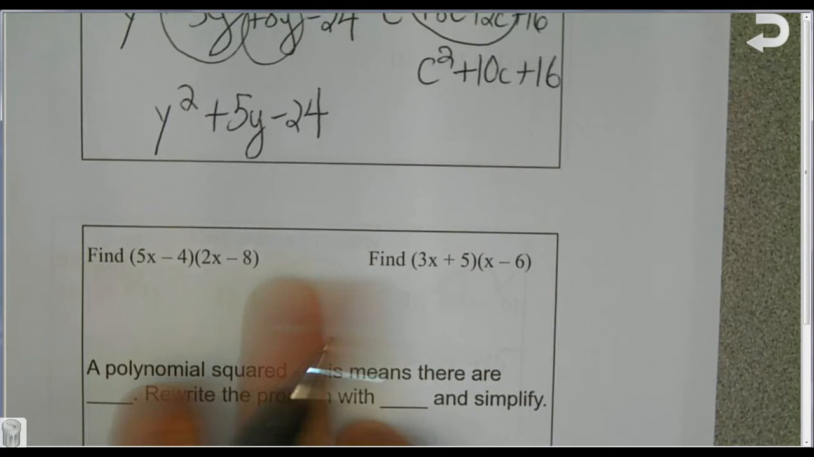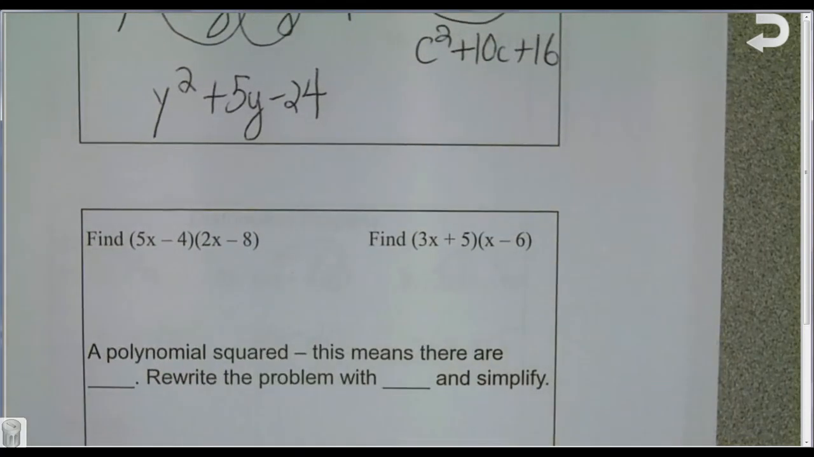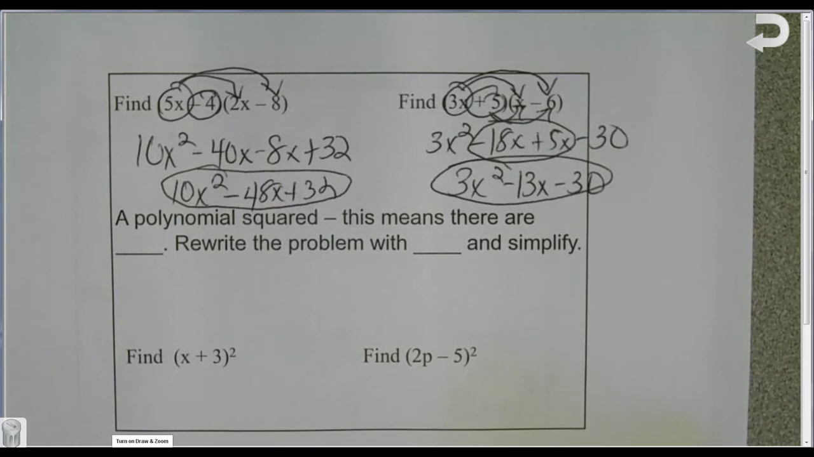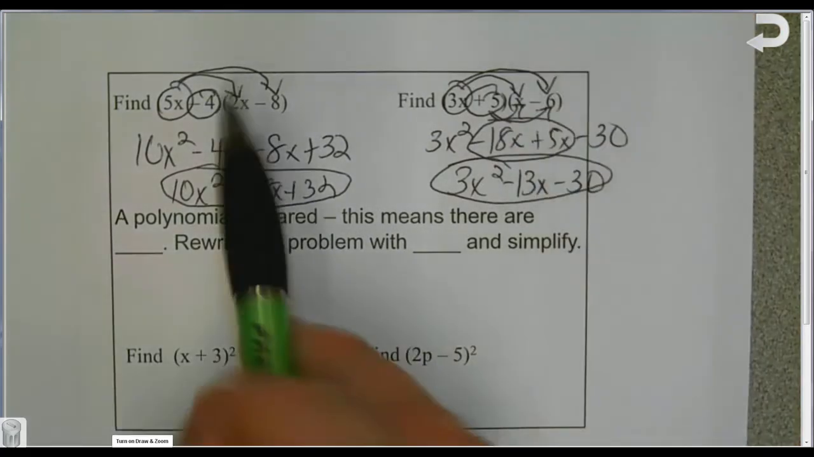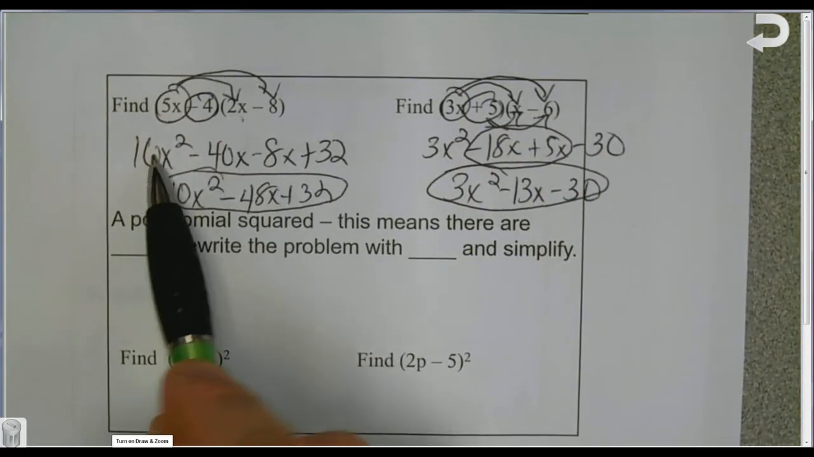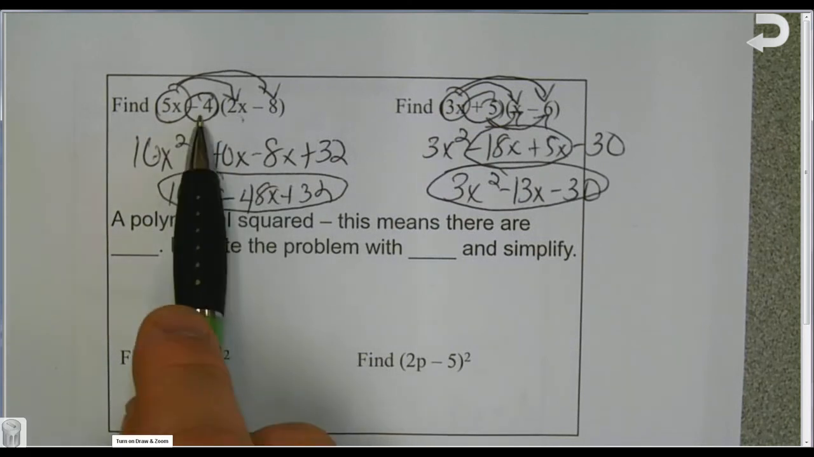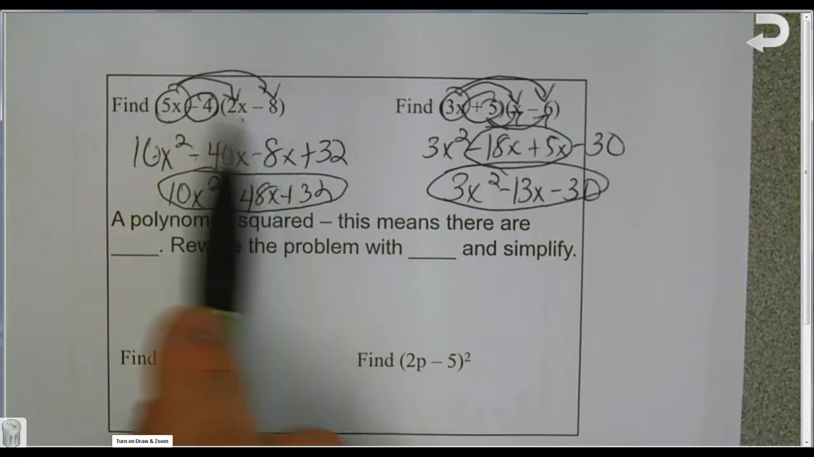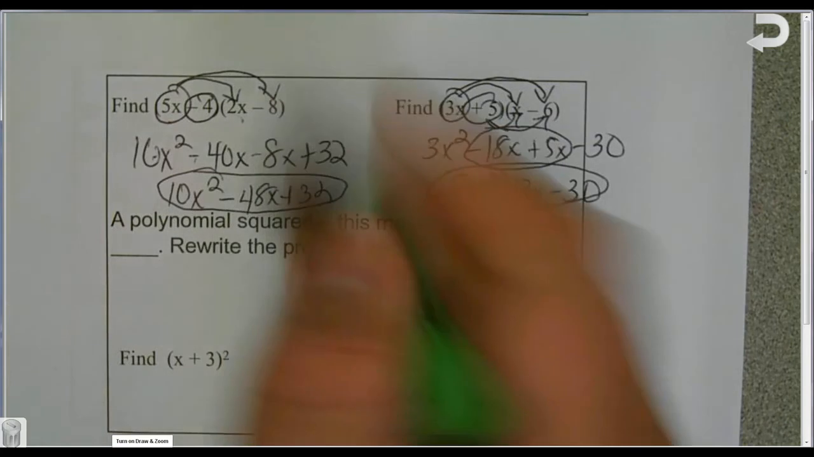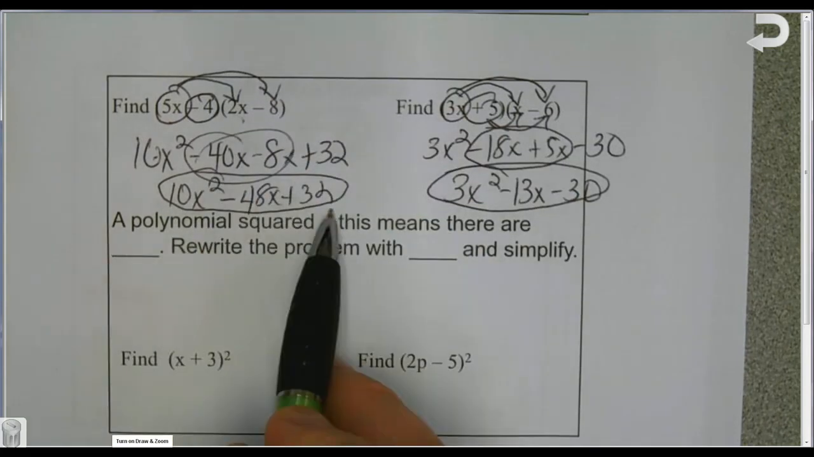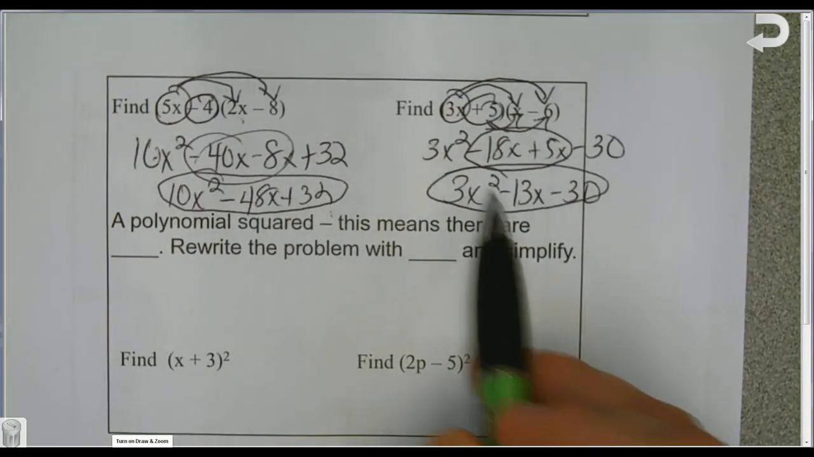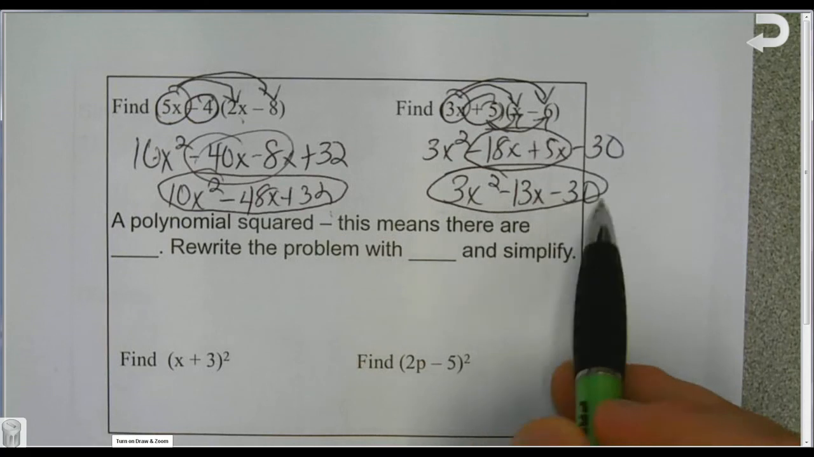To make sure that you understand it, I want you to go ahead and do these 2 problems, and then pause the video, and then check them after you unpause. Okay, so hopefully you were able to understand 5x times 2x, 10x squared, negative 40x, 5x times negative 8. Now, distribute the negative 4. Negative 8x plus 32. You combine the terms in the middle. There's your answer. Correct answer for the second one is 3x squared minus 13x minus 30.